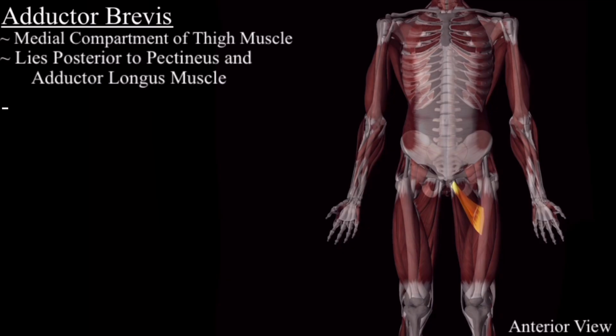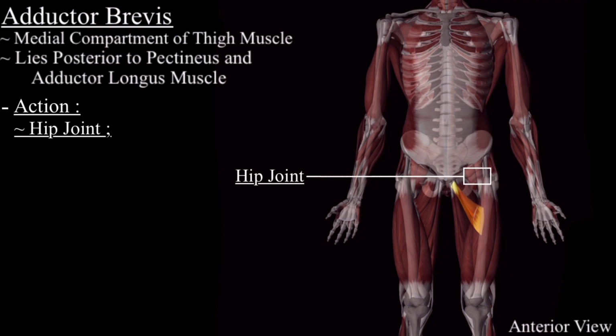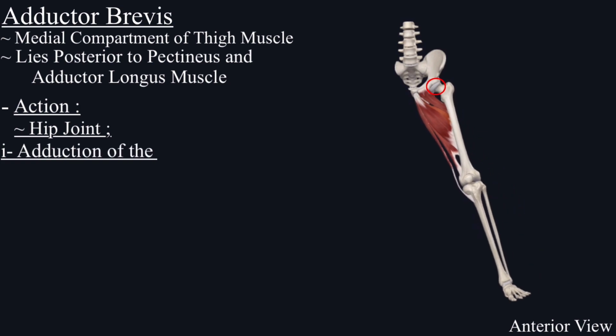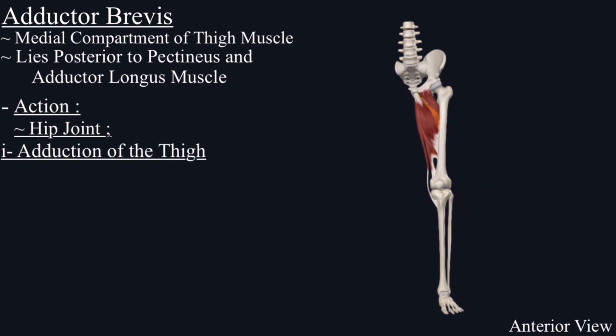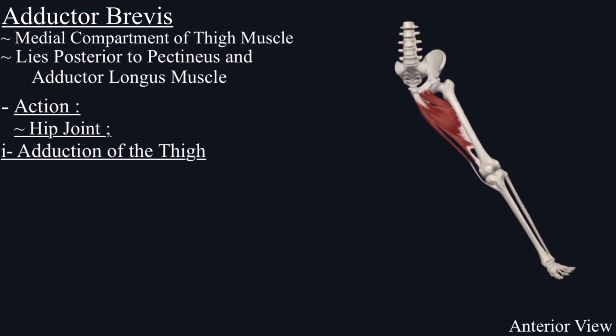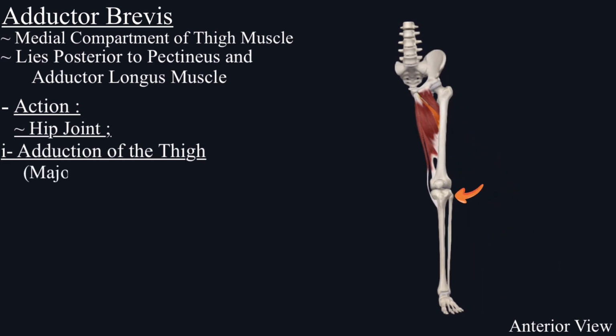Next is the action of adductor brevis muscle. Adductor brevis muscle only crosses the hip joint, and its main action on the hip joint is the adduction of the thigh. And it makes sense since this muscle is present medial to the hip joint. So contraction of this muscle will pull the thigh in this direction. This is the major function of this muscle.